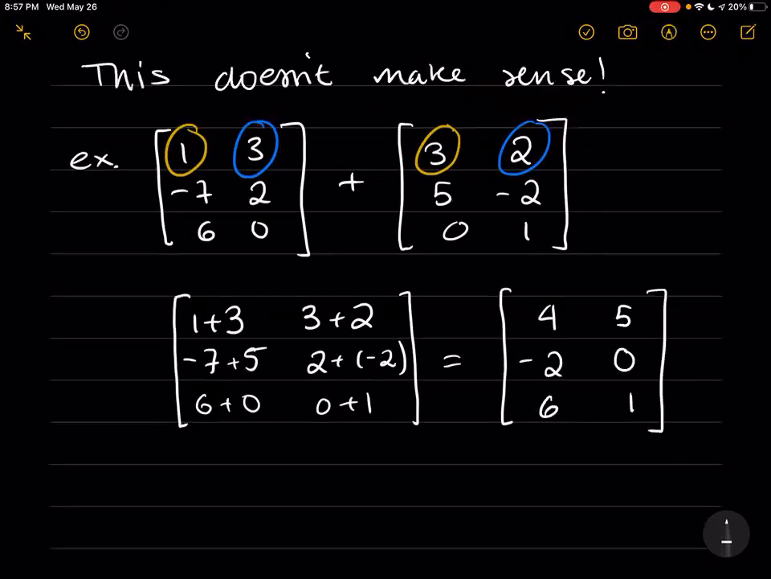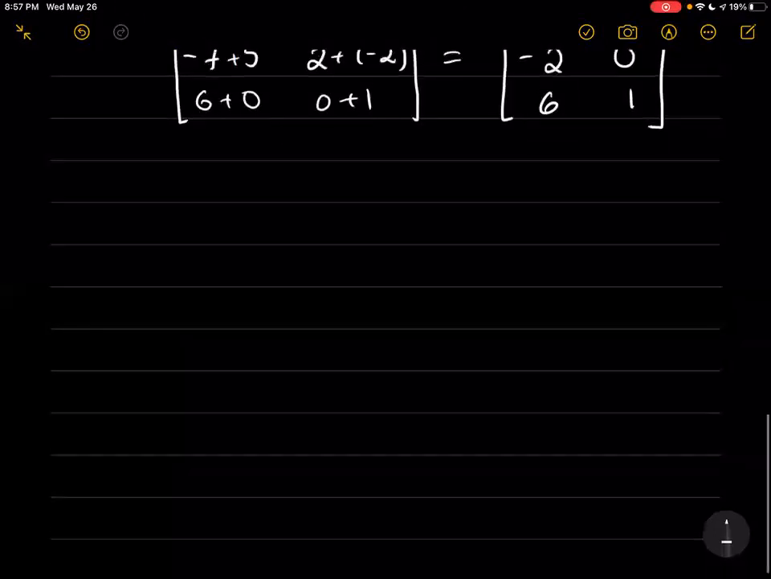And then if you were subtracting matrices, you would just subtract all the entries from each other instead of adding them. So pretty straightforward. It's one of the simpler things we can do with matrices, which is nice.